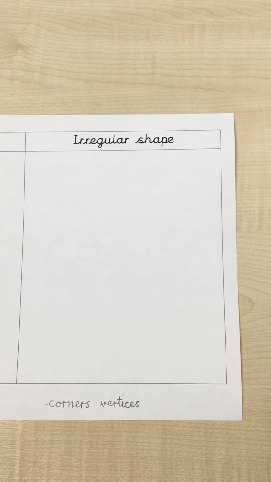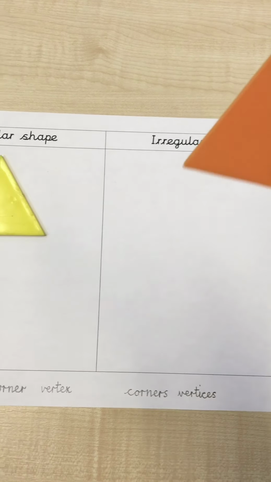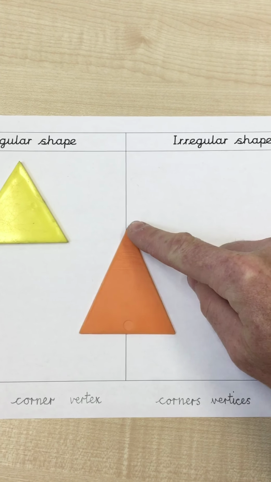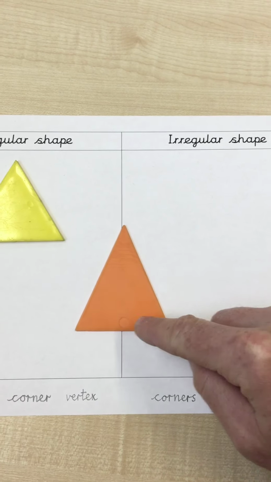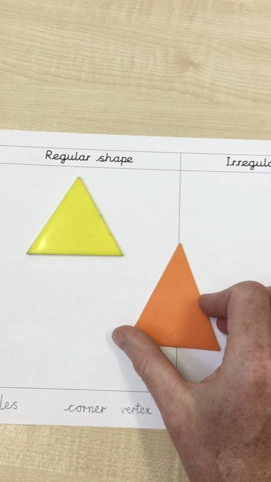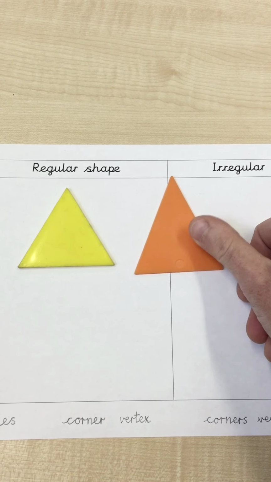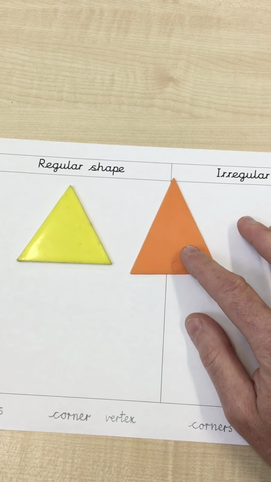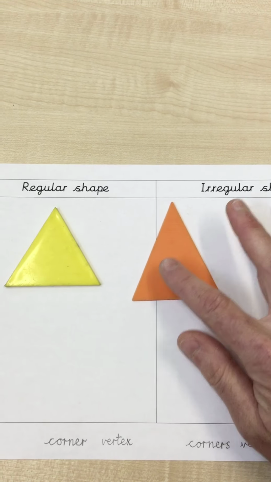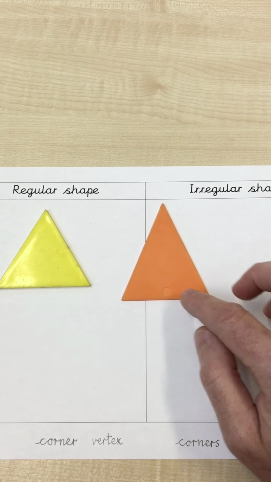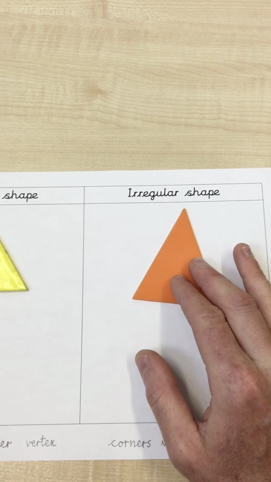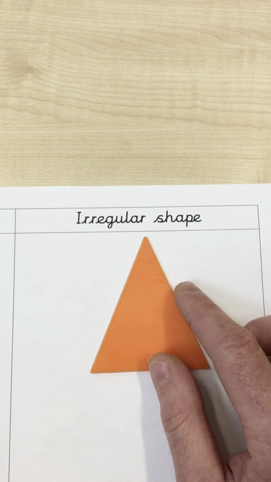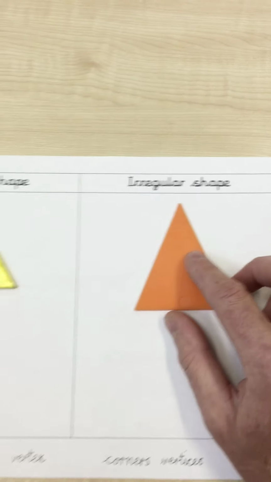Now, let's take a look at another triangle. Now this triangle is a triangle because it has 3 vertices and has 3 sides. But it's not the same as this one. They look different, don't they? Because this has 2 longer sides and 1 shorter side. They're not the same. And also the vertices are not the same. This one's a bit pointier, this corner, and these aren't. So it's not regular. And shapes that are not regular we call irregular. Irregular shape. So I'm going to put that in this section.